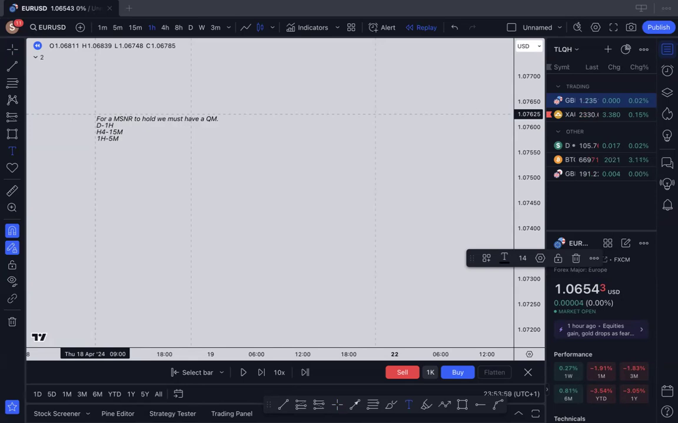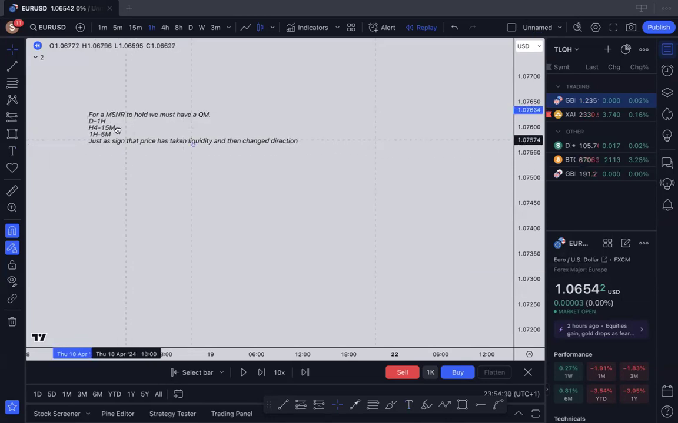What is a QM? Just a sign, and a sign. No, that's C. Sorry, I am a little bit dyslexic, so you'll have to bear with me. Just a sign that price has taken liquidity and then changed direction.